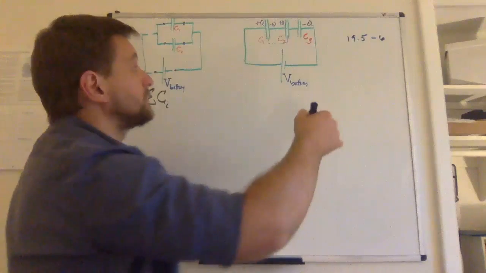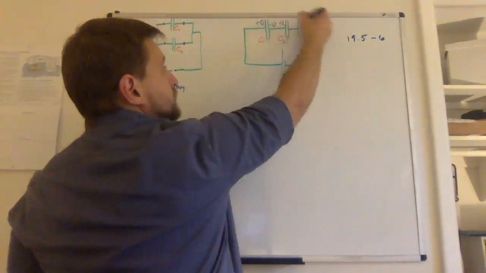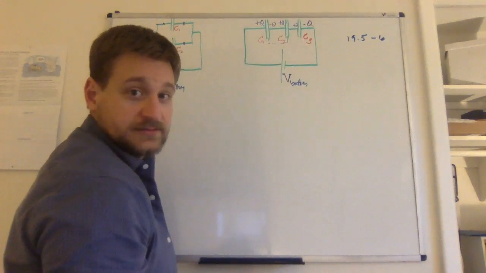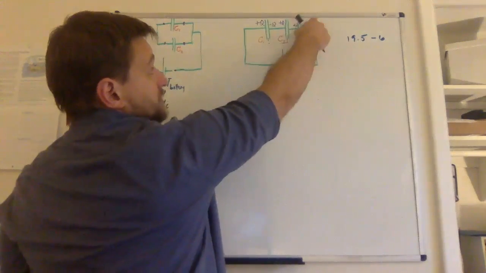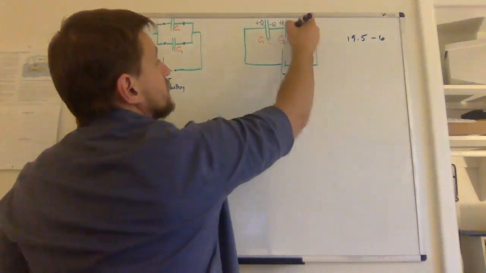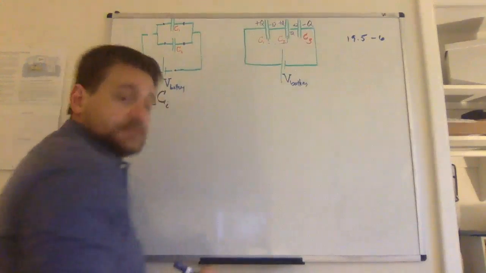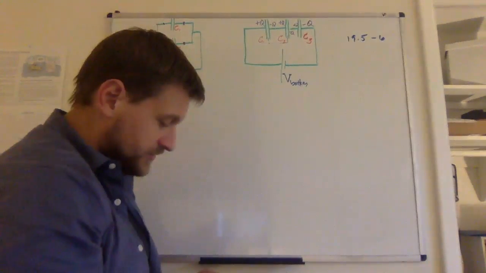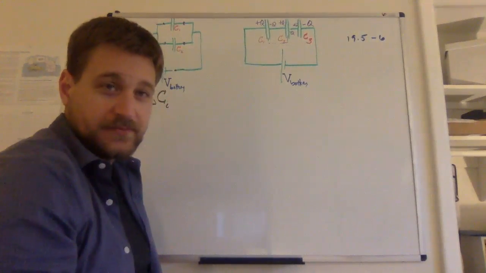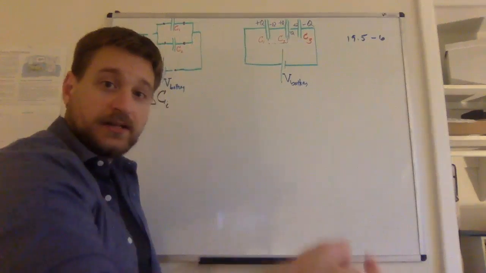And then the same thing happens. This positive charge here pushes the positive charge away over there. And this minus Q here is attracting the positive charge, which leaves us with a negative charge on this inside plate here. So each capacitor now has the same magnitude Q on each of its plates.